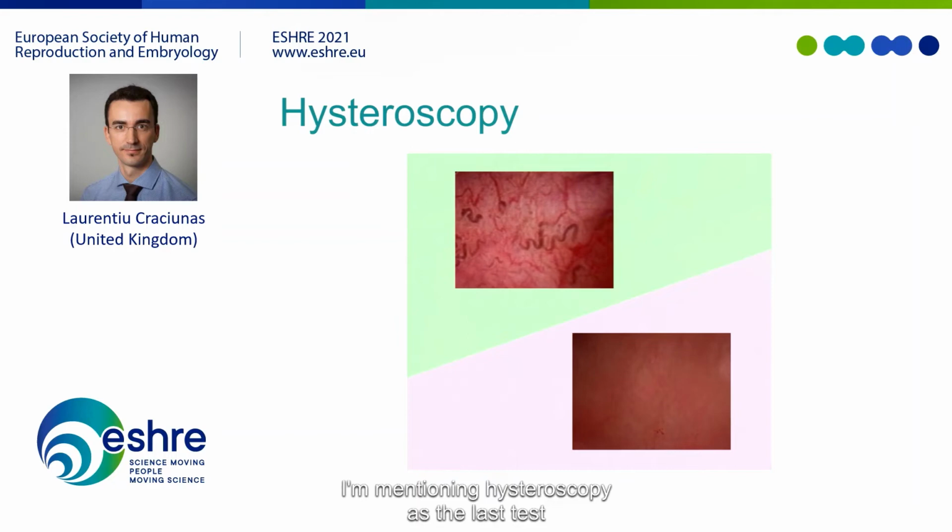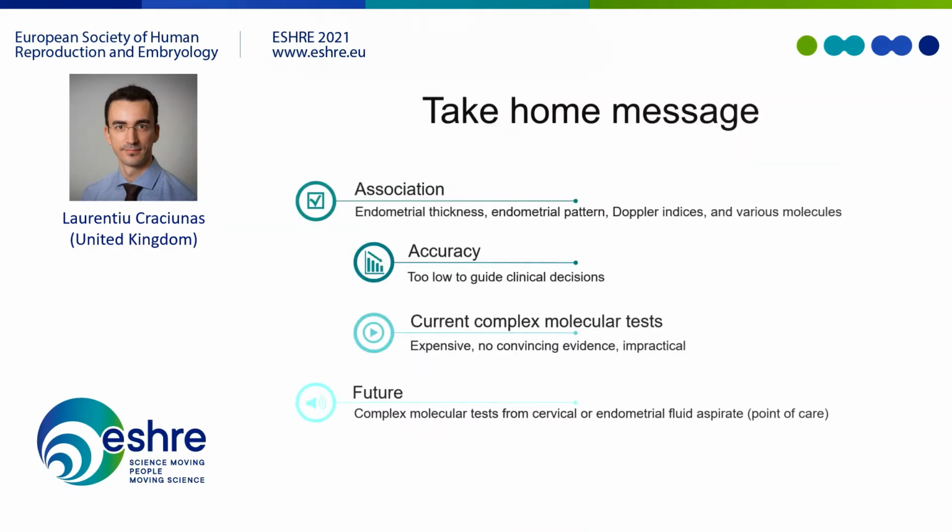I am mentioning hysteroscopy as the last test for investigating endometrial receptivity for completeness only. The mid-luteal endometrium was classified as good or bad based on the ring-type aspect of the glandular openings and the presence of well-developed varicose-like vessels during a hysteroscopic assessment. Only 4 small studies were conducted between 1992 and 2012, while their results do not support the hysteroscopic assessment of the endometrium to investigate endometrial receptivity.